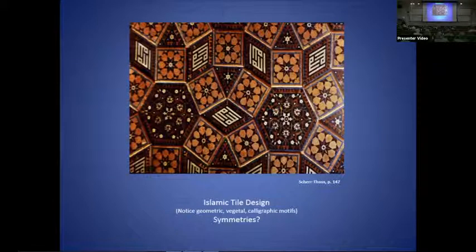Here's another geometric design that has calligraphy in it, as well as vegetal aspects. So this is, I think, a beautiful synthesis of those 3 aspects of Islamic design: geometric, vegetal, and calligraphic.